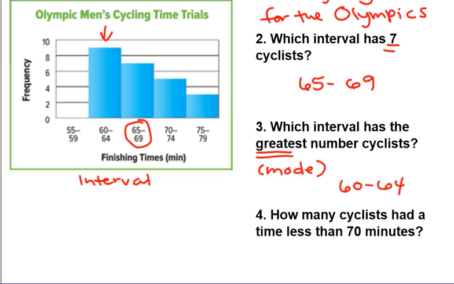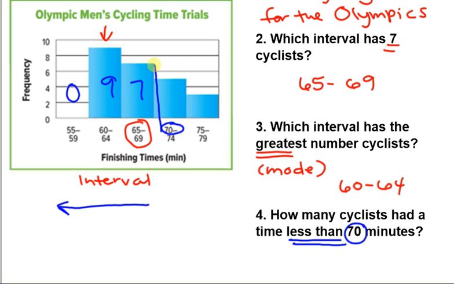And then last question is tricky, but you can get it. How many cyclists had a time less than 70 minutes? Here's 70. How many had a time less than 70? Well, look on the graph. There's 0 here, there's 9 here, and 7 here, and we can't count anything past here because we need less than 70. So 0 plus 9 plus 7, 16 cyclists.